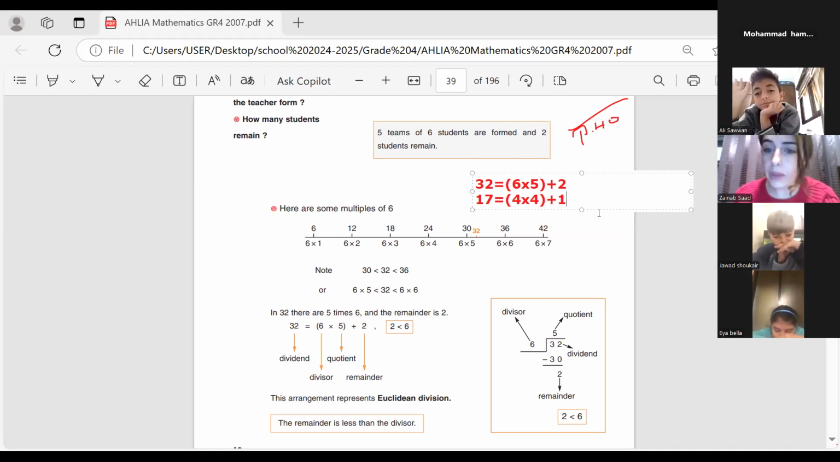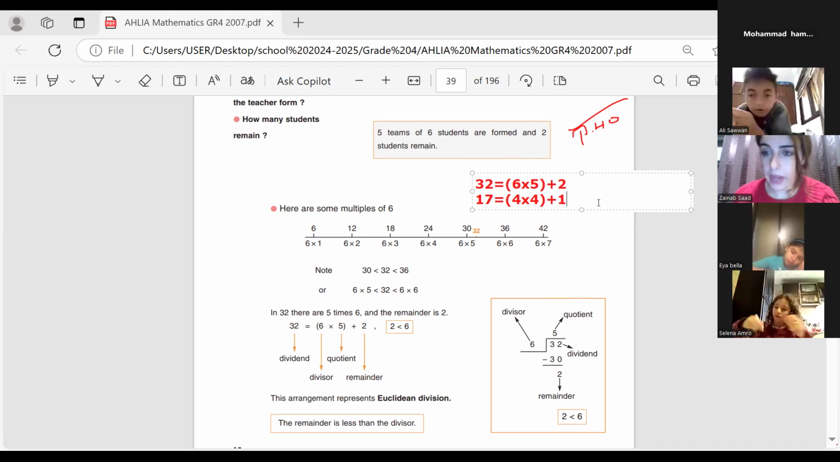Do you remember this one from grade 3? Do you remember when you did this in grade 3, the setup of division? Yes, I remember. Okay, great. So we're going to do it now together and then we're going to see the Euclidean division.